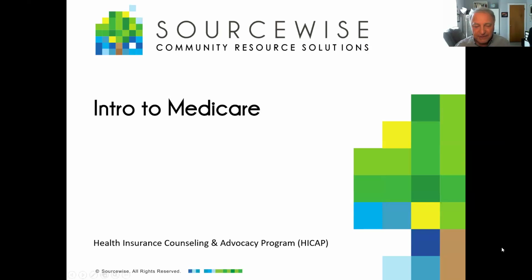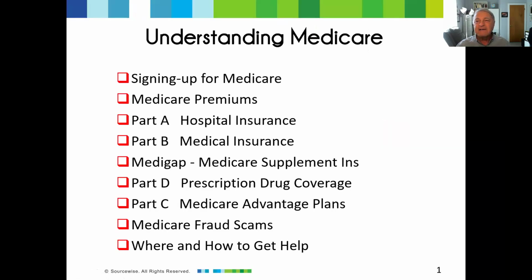We're going to be talking about this introduction to Medicare, and here's what I'm going to be covering this morning. First, I'm going to talk about how you sign up for Medicare. I'll cover the premiums. I'll talk about the parts of Medicare: Part A, which is hospital insurance; Part B, which is medical insurance; Medigap, also known as Medicare Supplement Insurance; Part D, which is prescription drug coverage; and then the privatized alternative, Part C, which is also known as Medicare Advantage. I'll also talk a little bit about some frauds and scams that target people who are on Medicare. And of course, some constant reminders of how to get help and answers to your questions. So with that, let's dive in.